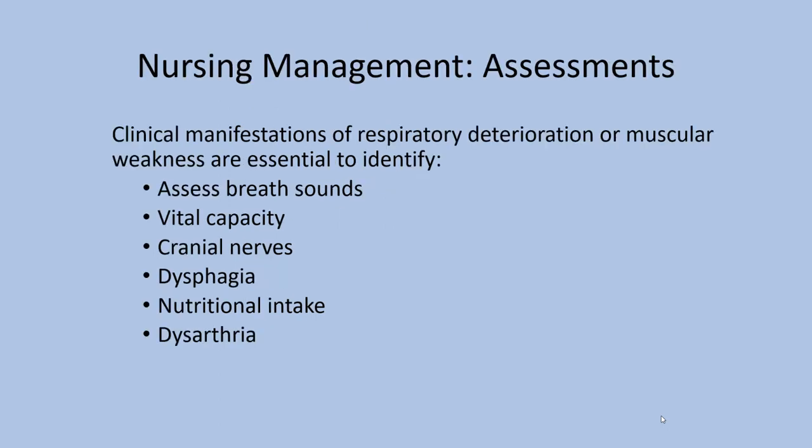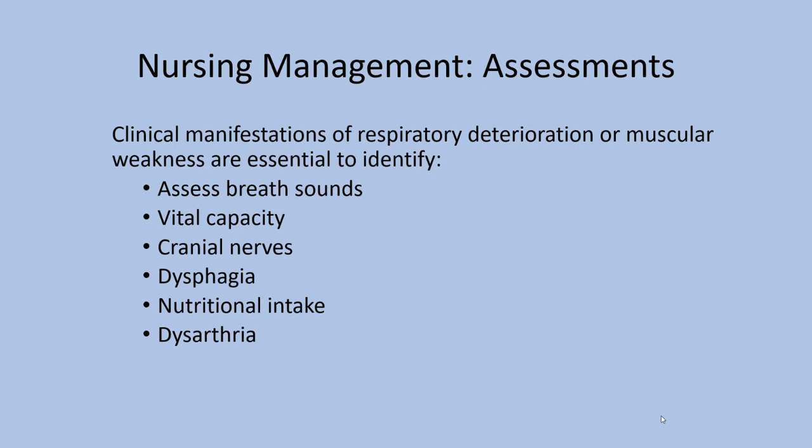Okay, so for assessments, the main thing with myasthenia gravis is we really need to pay attention to respiratory status and monitor for respiratory deterioration and muscle weakness. So we really want to pay close attention to any sort of change with those. We will monitor for hypoxia, monitor their oxygen needs. We'll carefully assess their motor strength and then monitor for any progression or worsening of the muscle weakness symptoms.